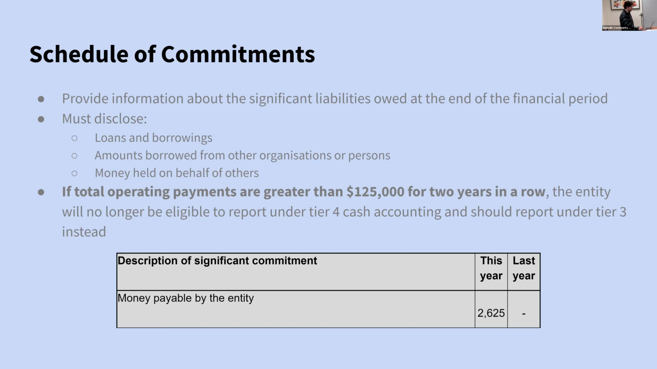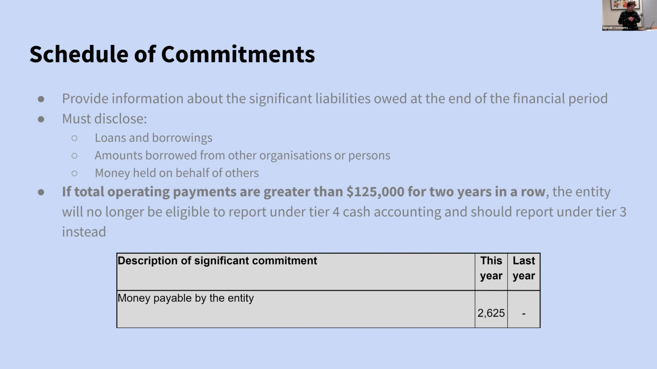Examples of this include commitments to purchase land or buildings, grants approved but have not yet been paid, and loans from a bank or other lender. And again, if the entity does not have one of these items, any of these can be omitted. And if total operating payments are greater than 125,000 for 2 years in a row, the entity will no longer be eligible to report under Tier 4 cash accounting and should report under Tier 3 instead.